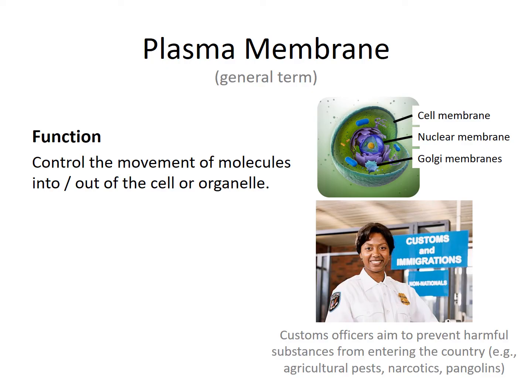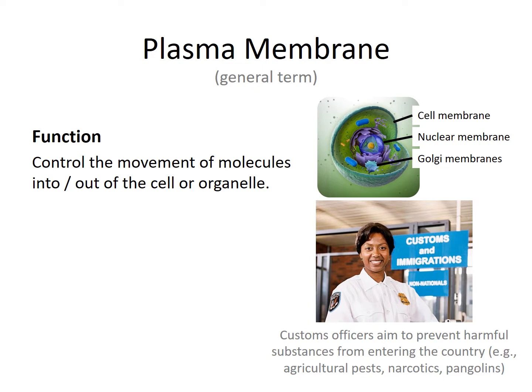What is a plasma membrane? This is a general term used to describe the membrane encompassing cells and membrane-bound organelles. The function of all plasma membranes is to control the movement of molecules into or out of the thing that the membrane surrounds, which is either a cell or an organelle.